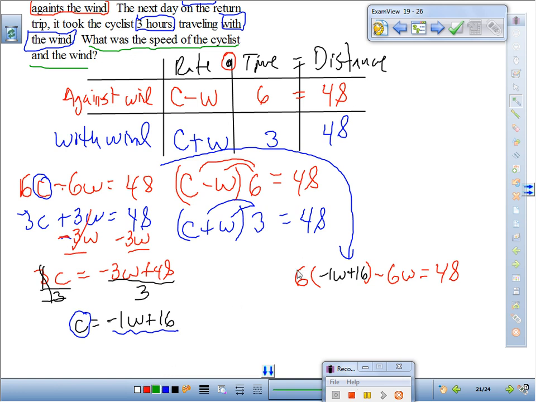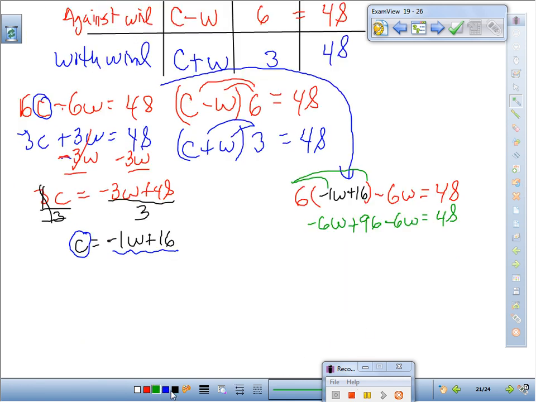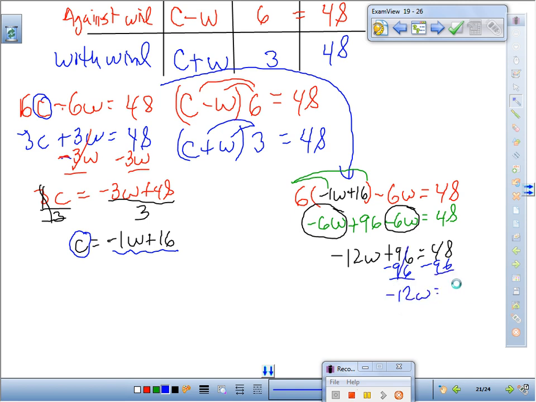Let's distribute. What do we get? Let's see. 6 times negative W, that's negative 6W. 6 times 16, that's 96. We bring down the negative 6W equals 48. Can we combine like terms? Yes. Negative 6 and negative 6 becomes negative 12W. Bring down the plus 96 equal to 48. Next step. Minus 96, minus 96. Negative 12W equals negative 48.